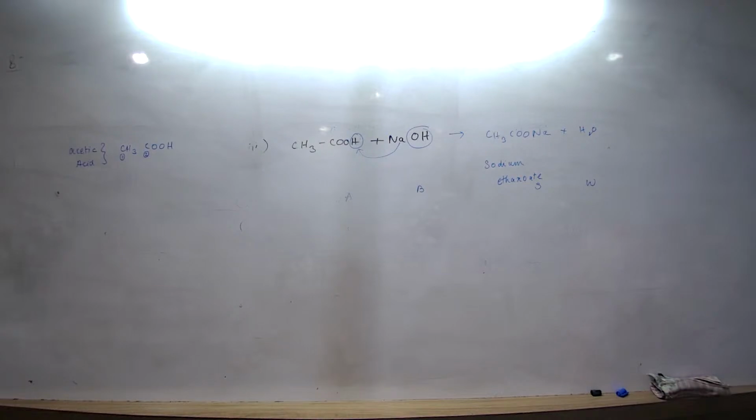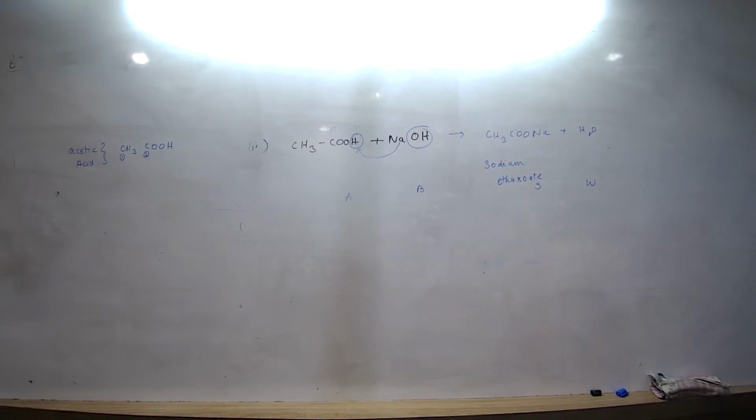Look at the textbook there. Did you get point number 3? Yes. Reaction with a base like mineral acids. Ethanoic acid also reacts with a base like sodium hydroxide to give us salt. In this case, we have taken sodium ethanoate, commonly called sodium acetate.